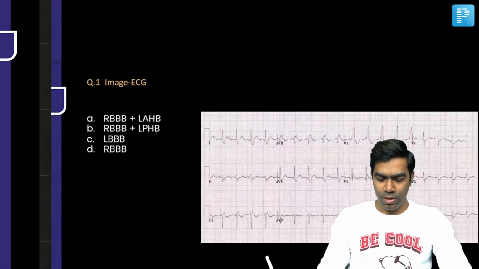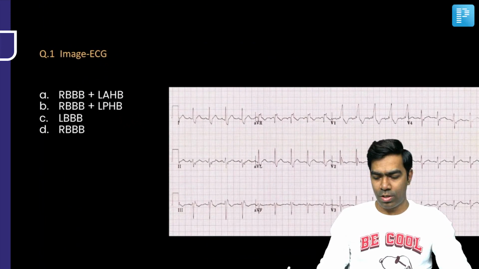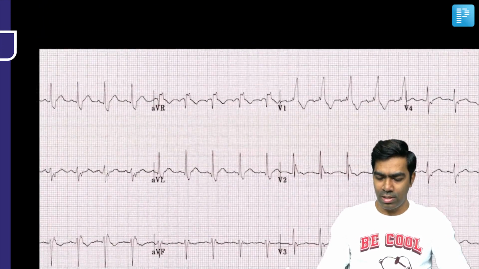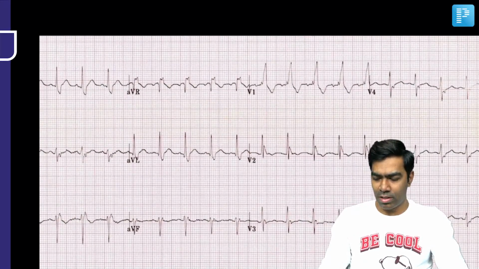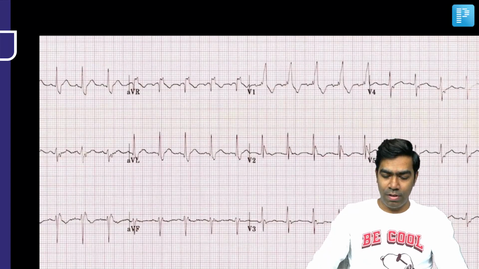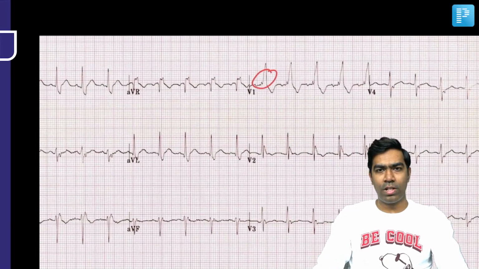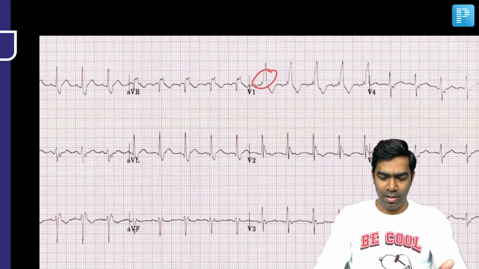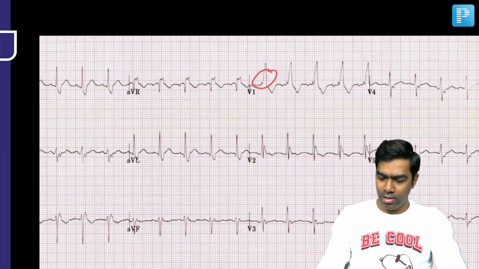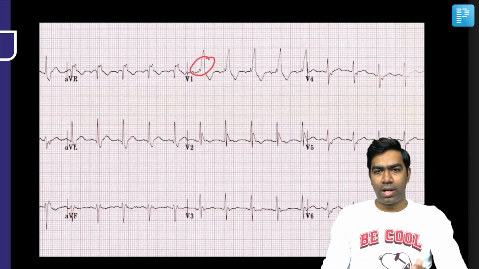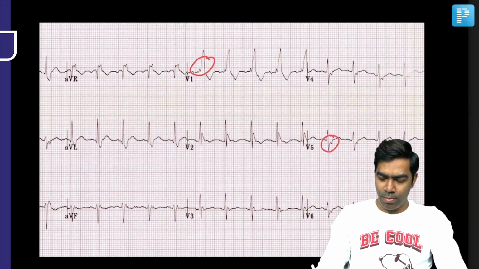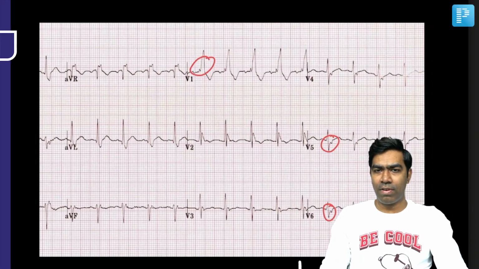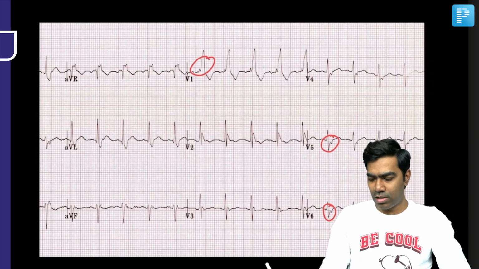Yeah, the first question over here. They've asked about what is the diagnosis of the ECG. It's simple. You have a bifascicular block in the ECG. In V1, you are able to see a wide QRS, along with the characteristic M pattern, or you can call it the RSR' pattern. Along with that, you're able to see a prominent but slurred S wave in V5 and V6 that confirms it's a right bundle branch block.